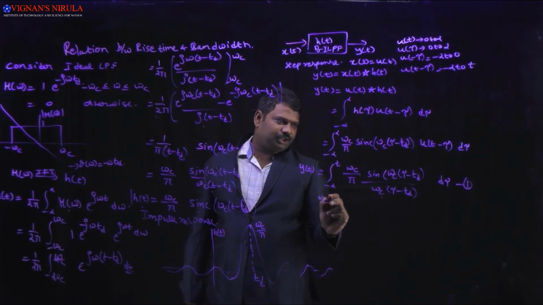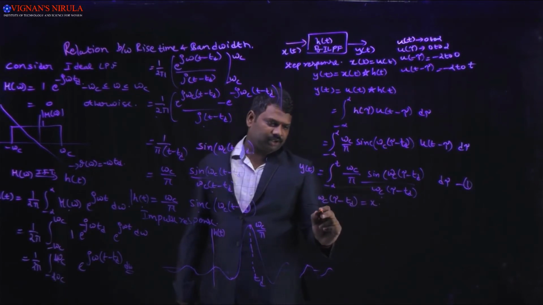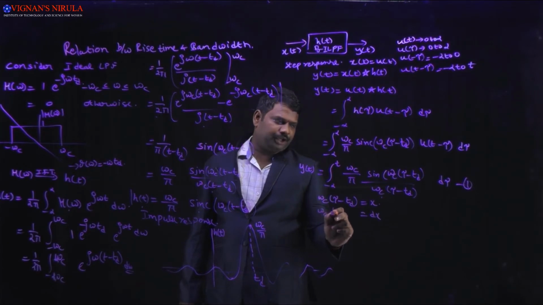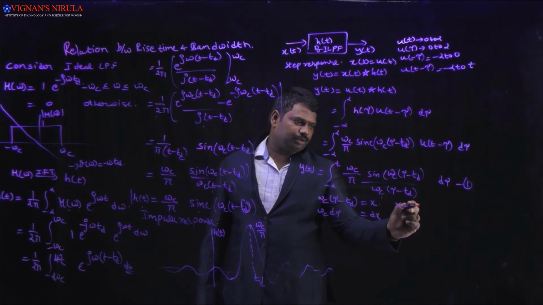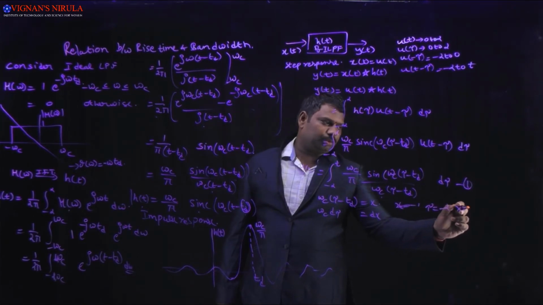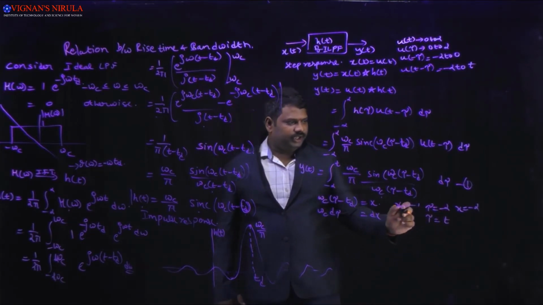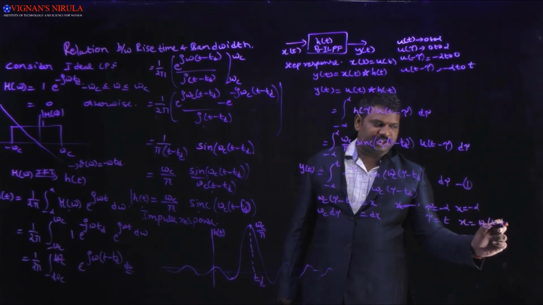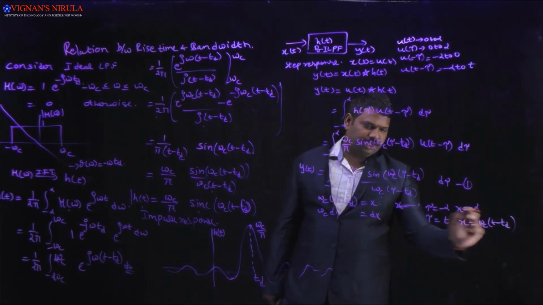Let us consider omega c of tau minus td as one particular variable x. Therefore, dx will be equal to omega c d tau, as td will be a constant. When we put tau equal to minus infinity, x is also minus infinity. When we put tau equal to t, then x is equal to omega c of t minus td.